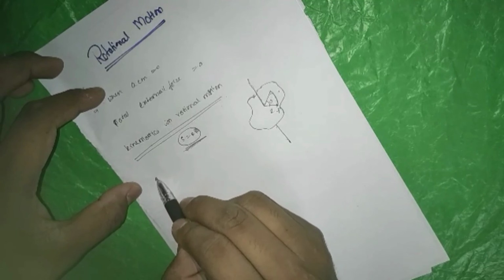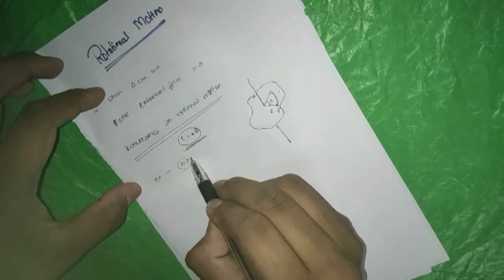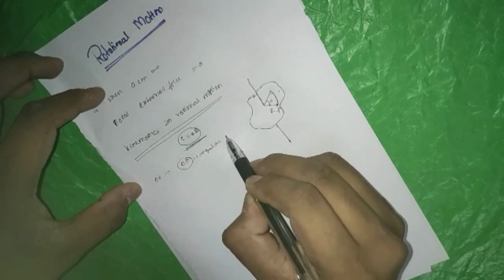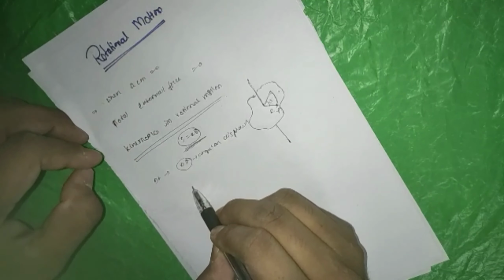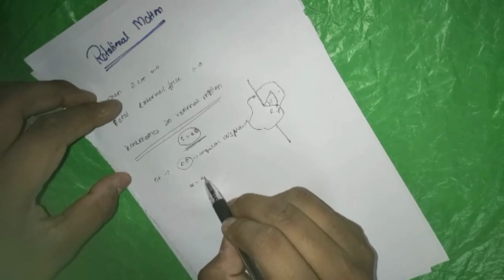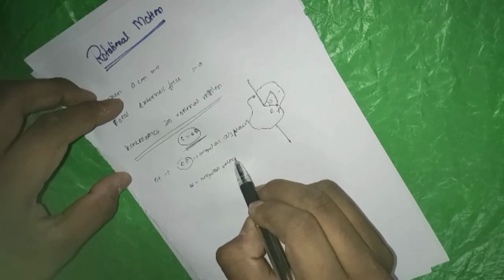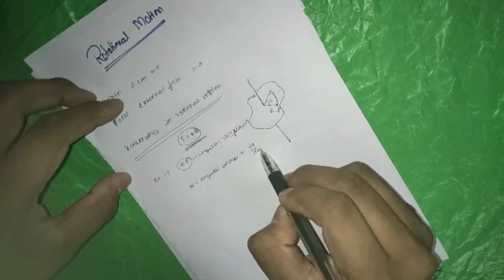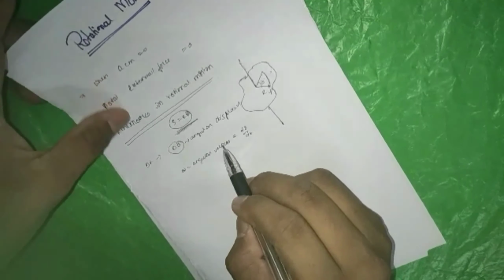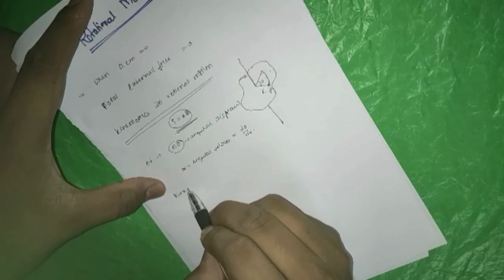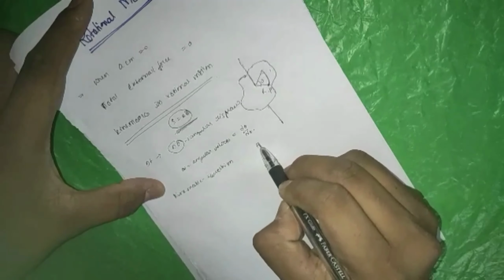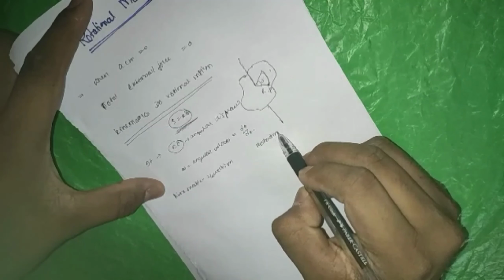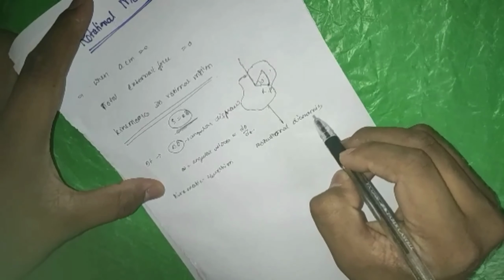For a particular time delta t, there will be a delta theta angular displacement. We know velocity is equal to distance by time. Similarly, omega, that is angular velocity, is equal to d theta by dt. Okay. Now, the kinematic equations, the rotational dynamics equations.